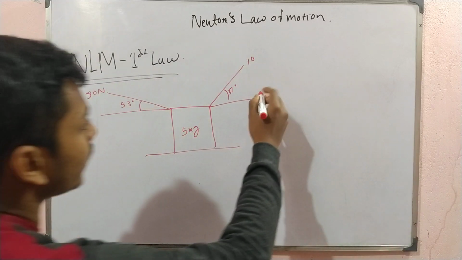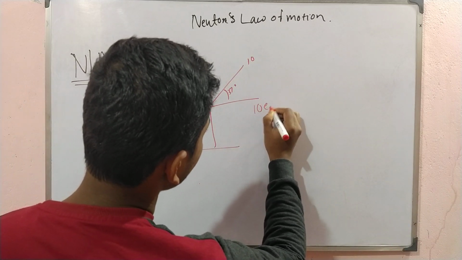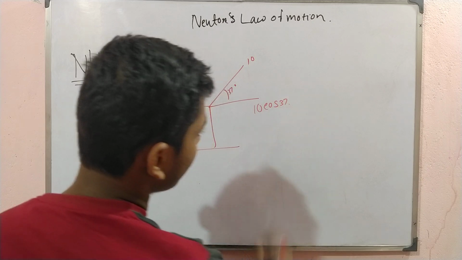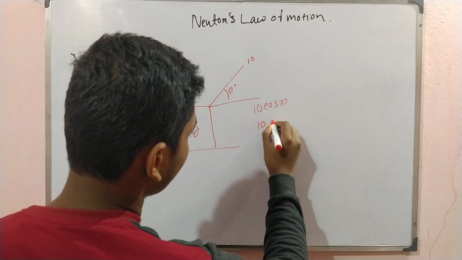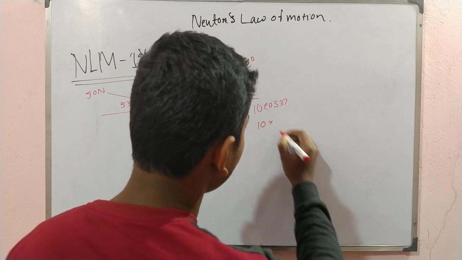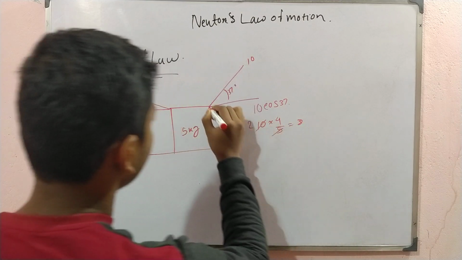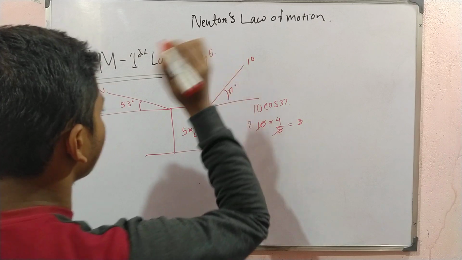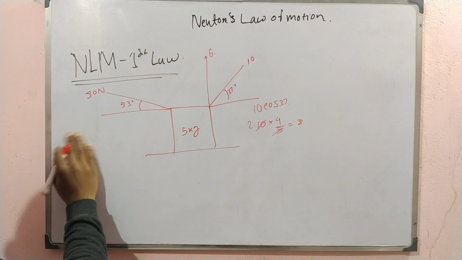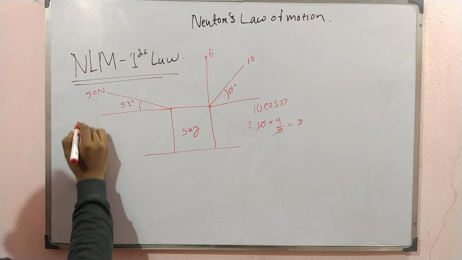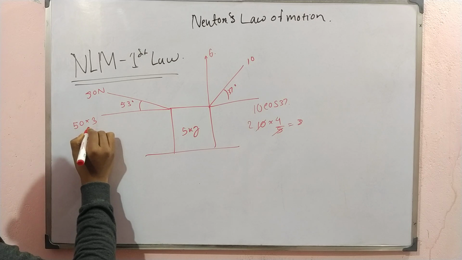Now we find the component of the force: 10 cos 37. What is the value of cos 37? It is 4 over 5, so 10 into 4 by 5 is 8. And this component will be 6. What is the value of sin 53? It is 3 by 5, so 50 into 3 by 5.